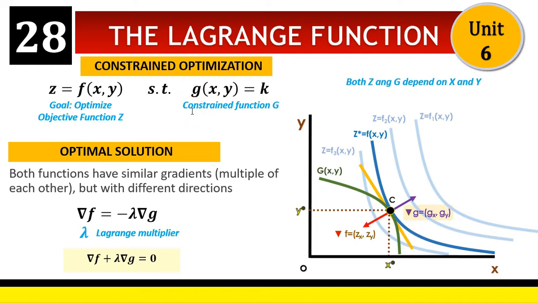The restriction here is called g, and this is known as a constraint function. And it's called constraint because this function is equal to a constant. In other words, it has already a value. Graphically, as you can see, g is this green curve, and this means that z can be optimized either maximizing or minimizing the function, but the values that x and y can take to optimize z have to be on the curve of g.